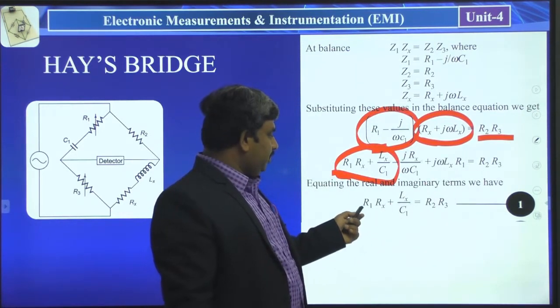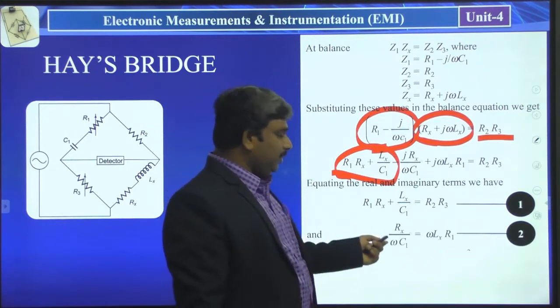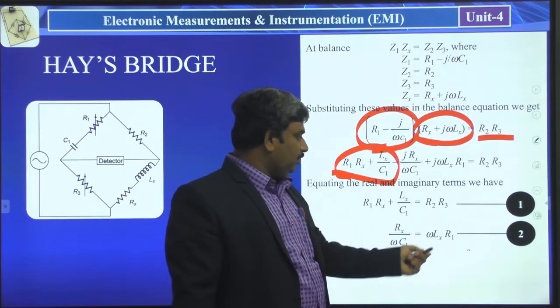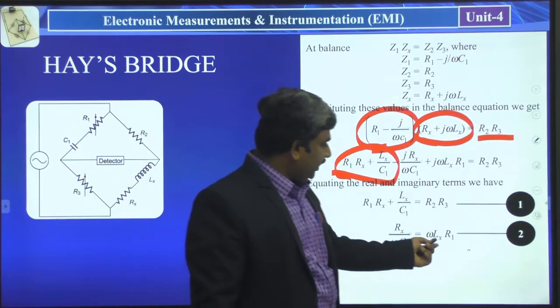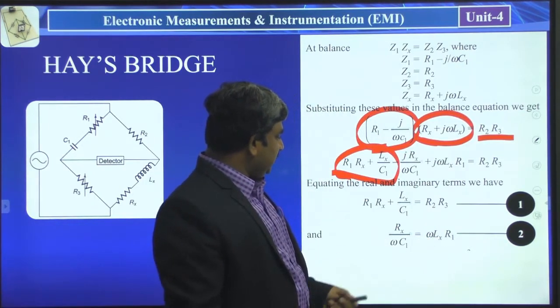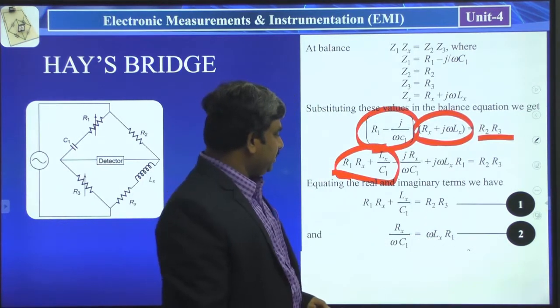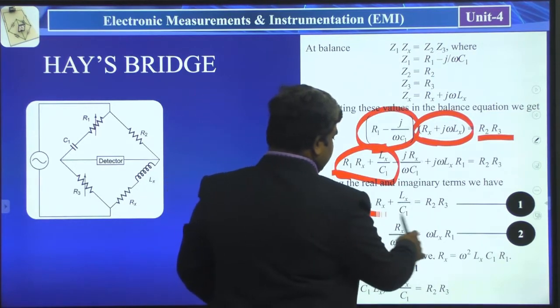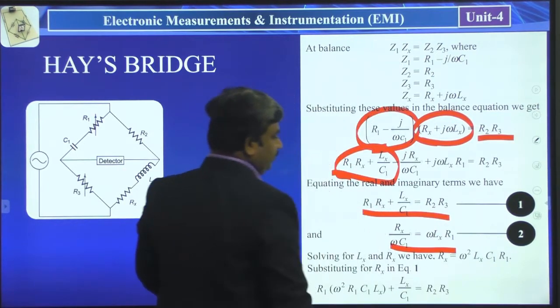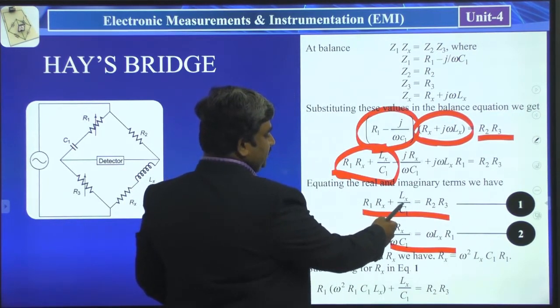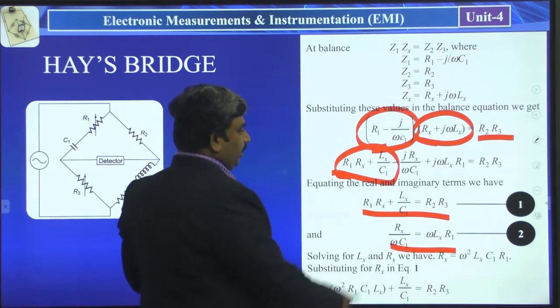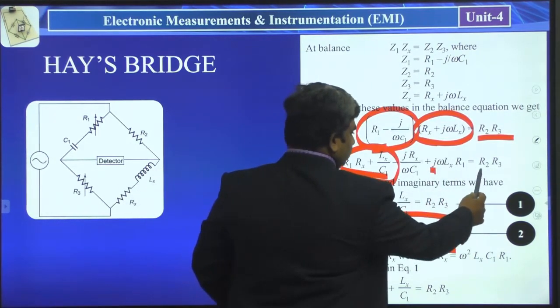And from this term we have Rx by omega C1 is equal to omega Lx R1. So this is the imaginary term, and this is the real term. From the real term, R1 Rx plus Lx by C1 is equal to R2 R3.